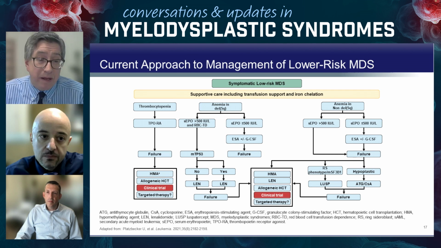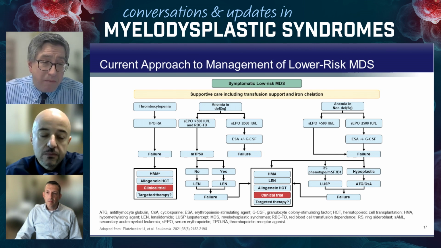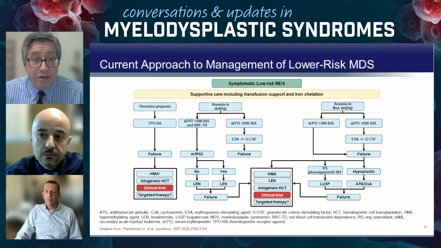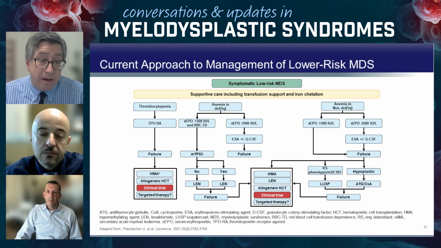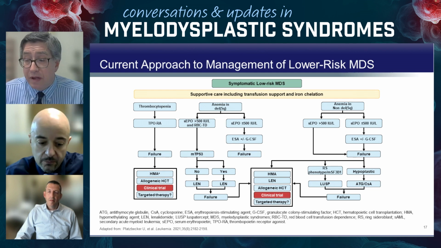Patients with ring sideroblasts, mostly with SF3B1, but not always. Other splicing mutations, and sometimes without a splicing mutation, can lead to an increase in ring sideroblasts. And luspatercept, based on the randomized study, the Medalist study, was approved.